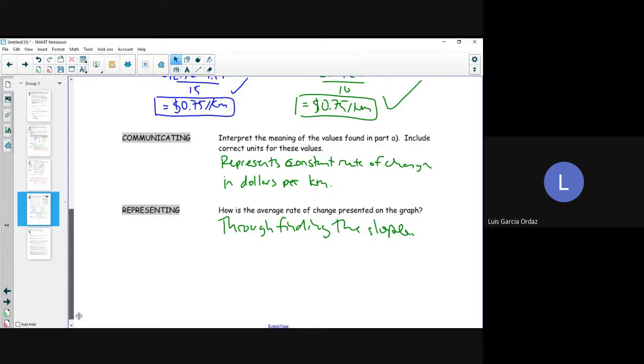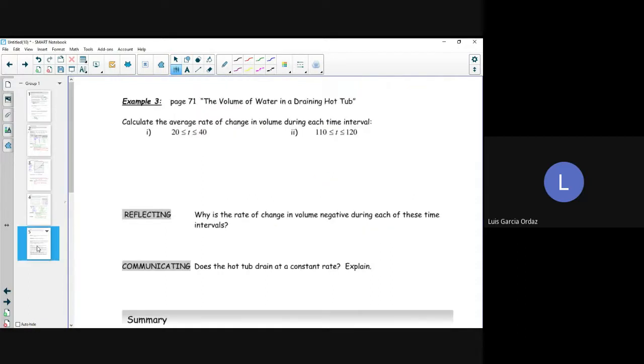Right? And we just have one more example. This lesson may have seemed long because it has 5 pages, but in reality, it's just simple things that we've learned from previous math courses and just applying it to rates of change in grade 12. And now we're going to go to our last example. Page 71, the volume of water draining in a hot tub. This is from your textbook. We're going to calculate the average rate of change in volume during each time interval.